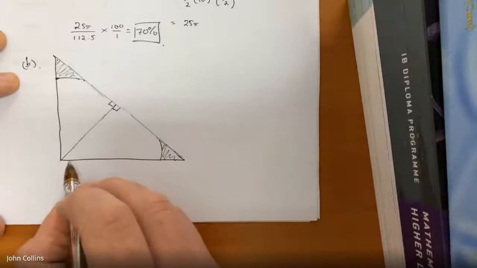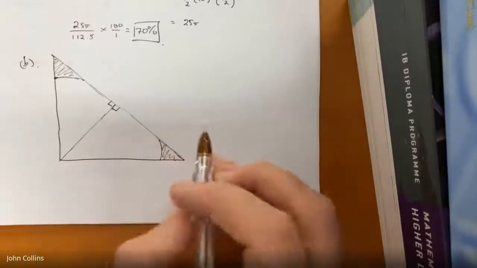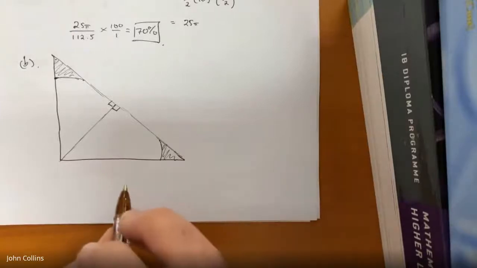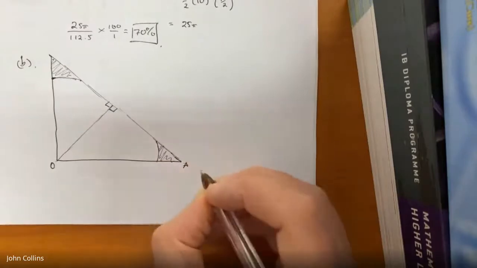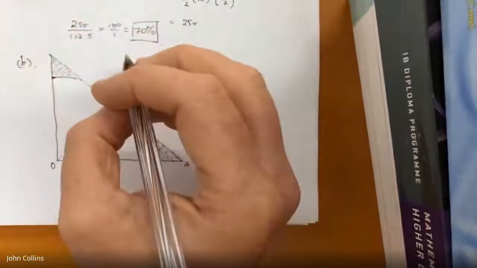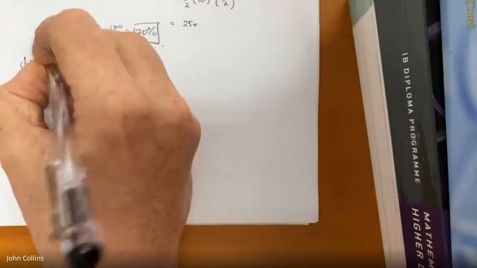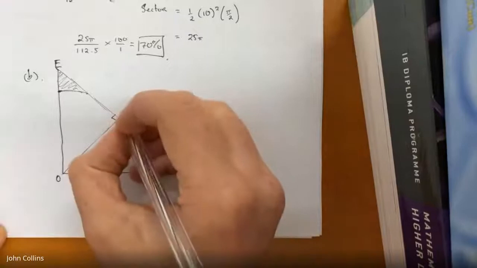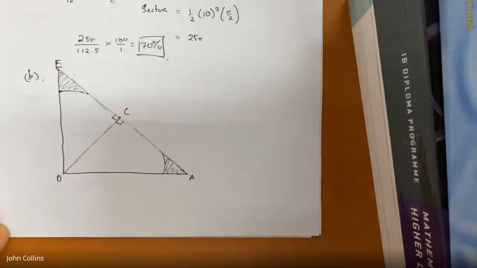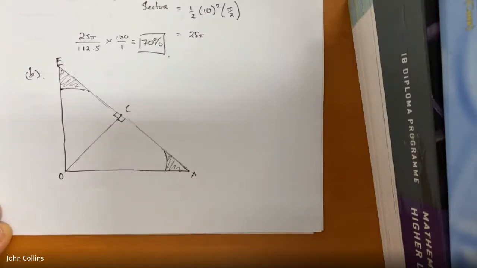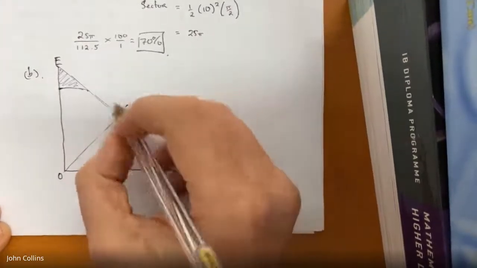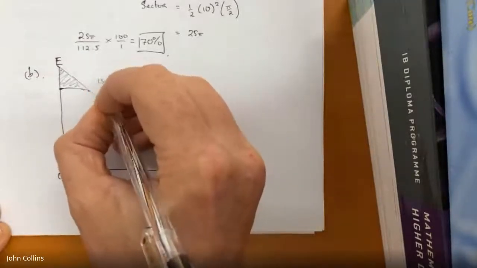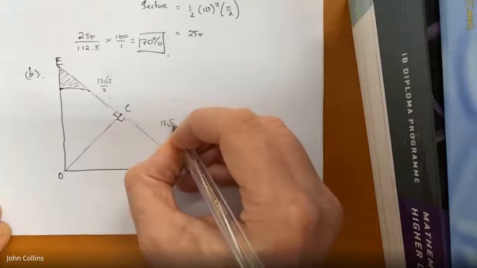And then we split up, well, you can talk about this in general. So let's call this point O, A, let's do, I call this E, I call this C. Okay, so looking at this, then what I've created is half this length. So this is going to be 15 root 2 over 2, and this length here is going to be 15 root 2 over 2.